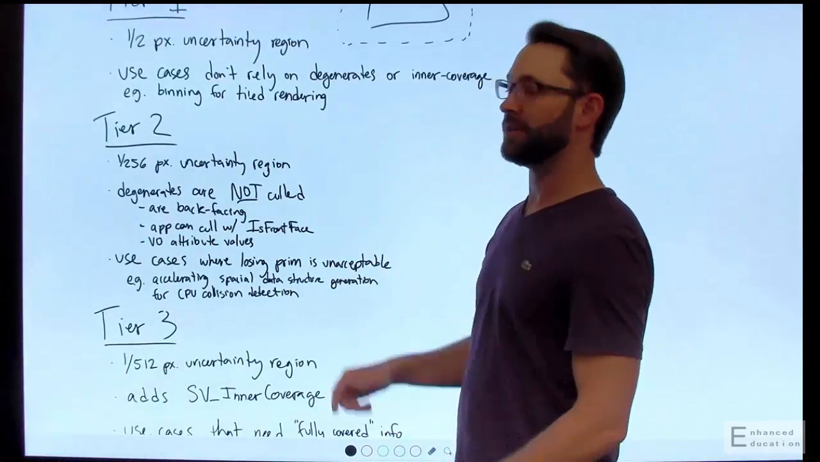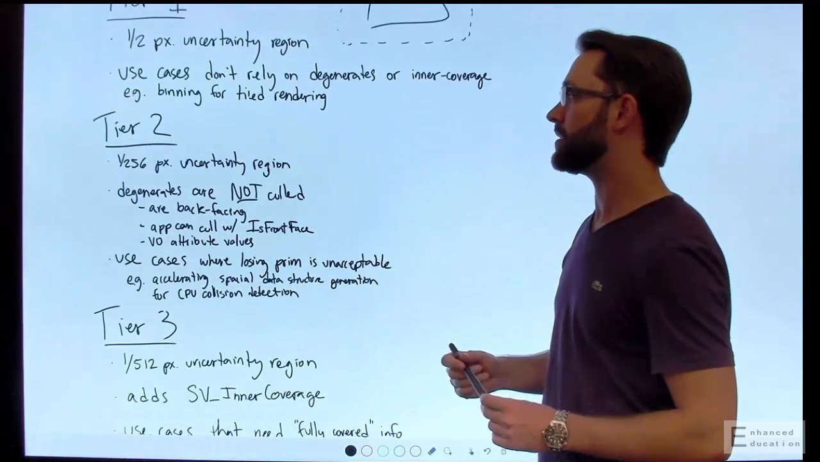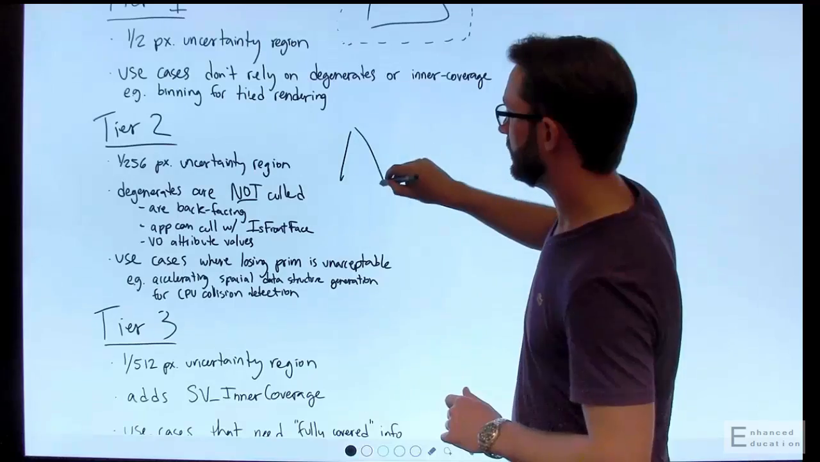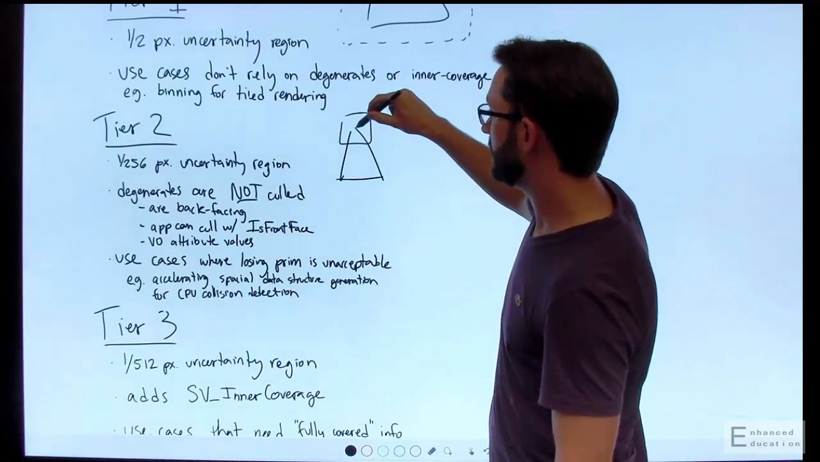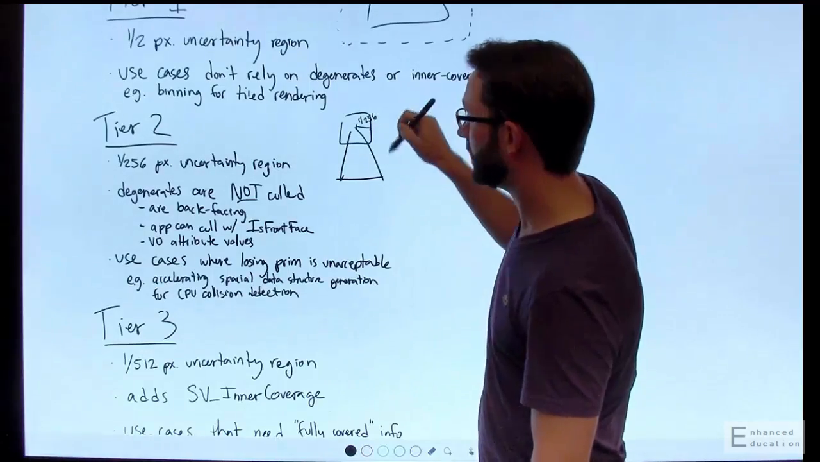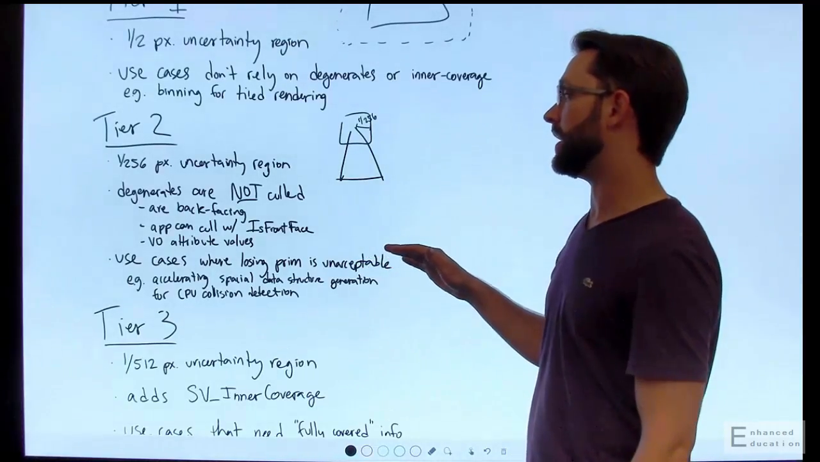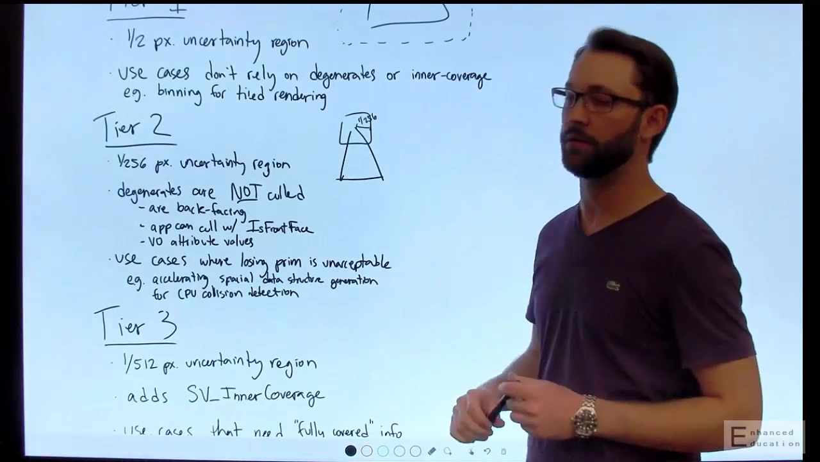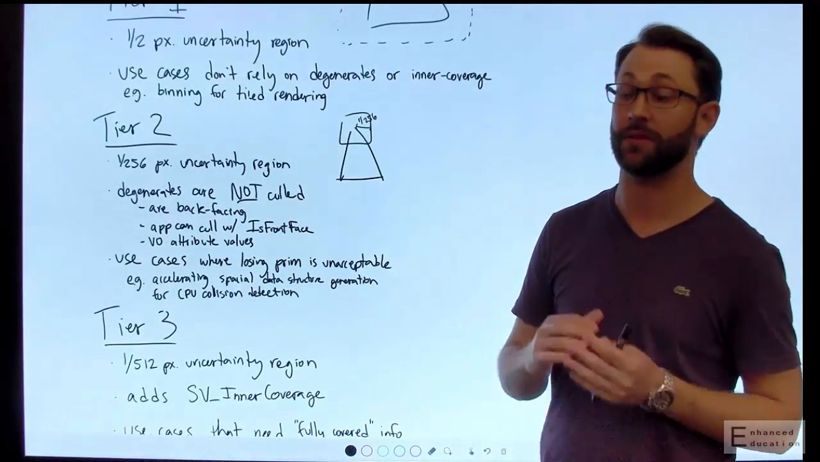So next we'll talk about tier two. In this one, we reduce the uncertainty region, and so we have fewer false positives. With the 1/256, again, you can think of our swept square going around. So half of that square is the 1/256 of a pixel. And the other thing that tier two gets you is that degenerates are not culled. So in tier one, we've got degenerate culling. You'll lose those triangles if, when they get snapped to the 16.8 fixed point precision in the rasterizer, they're degenerate.